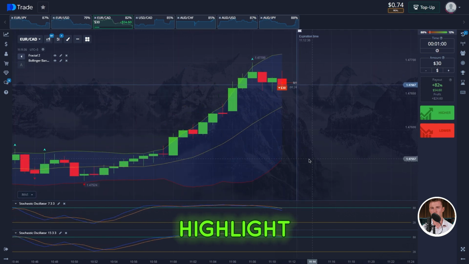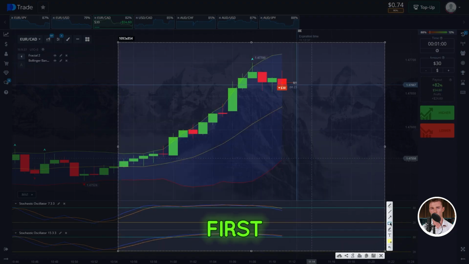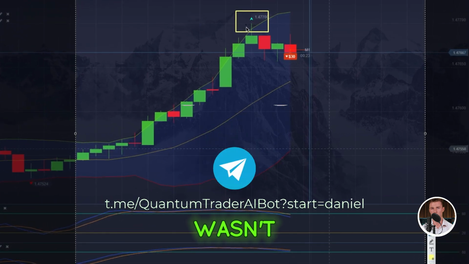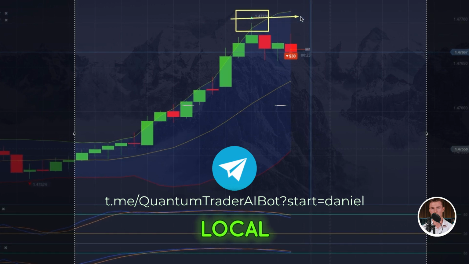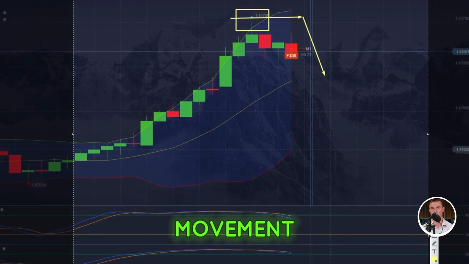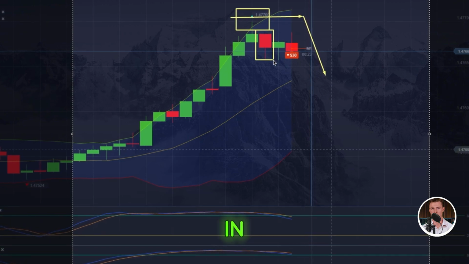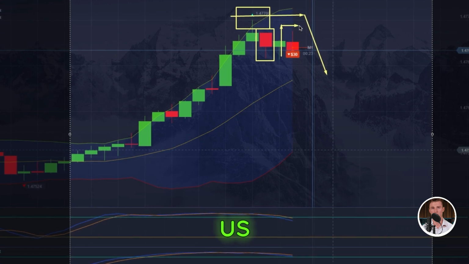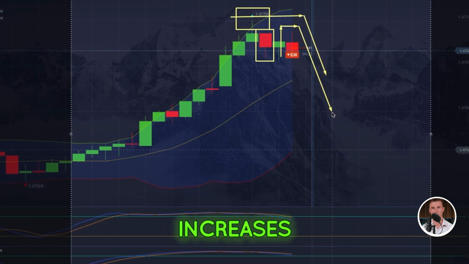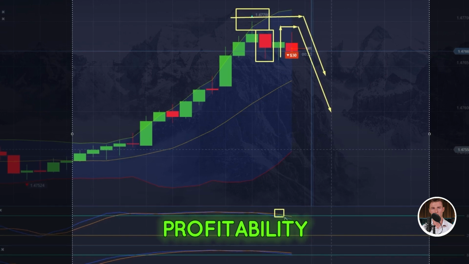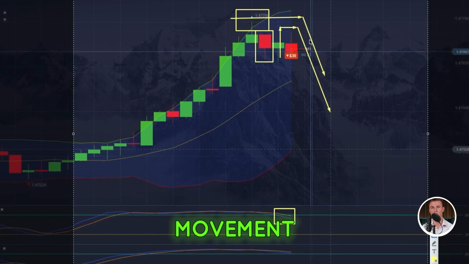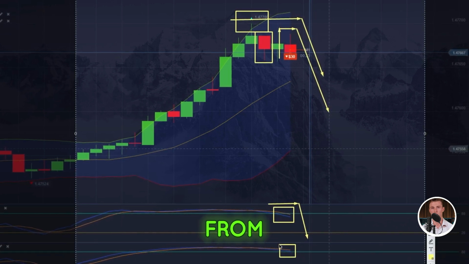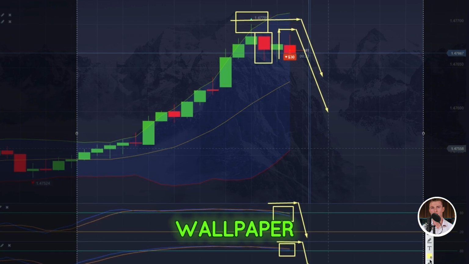Look, let's highlight the working area. First, we see a touch of the upper moving average, and it wasn't just a touch, it was an update to our local maximum, so the movement should go into a pullback. In the first candle, it went into a pullback, then an upward momentum again, it seemed to us, but this momentum only increases the percentage on the profitability of the transaction, since the movement should still go down because we see an exit from the overbought area on our oscillator.